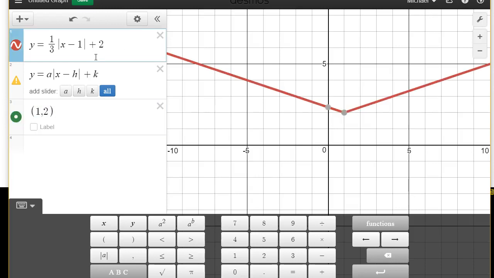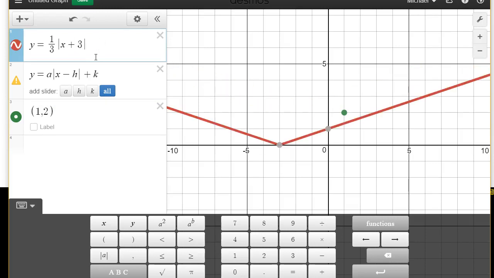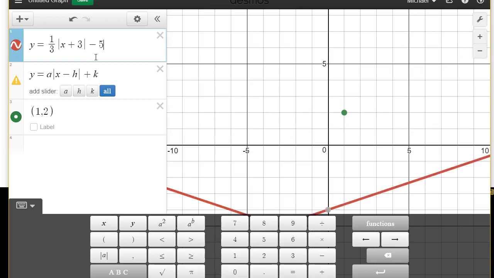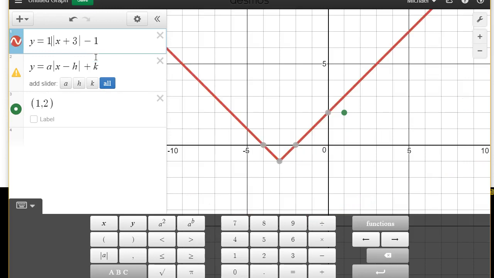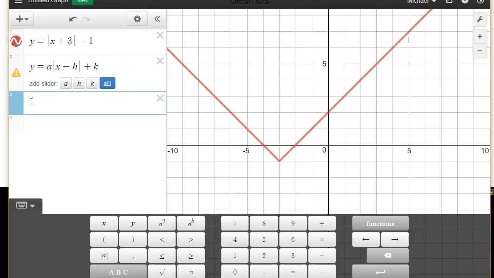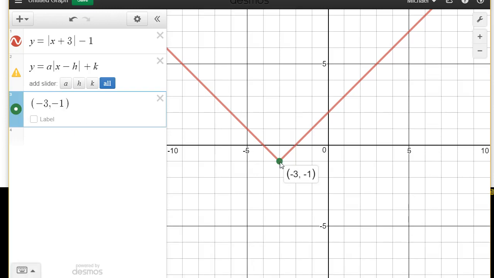If I change this to x plus 3, and I change this to -5, actually let's do -1, and let's get rid of our slope, then let's see. I am predicting that we're going to use the opposite sign of this 3, so we'll do -3 for the x of the vertex, and then comma, the same sign as the k, so we'll do -1. And sure enough, I get my green dot on the vertex at -3, -1.